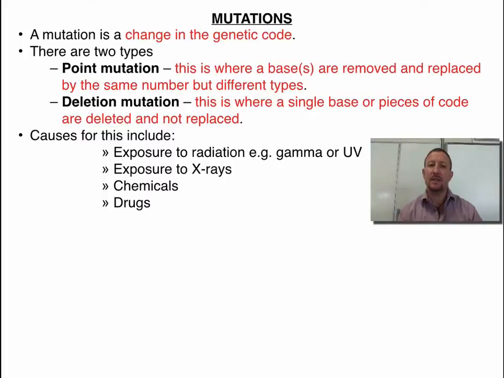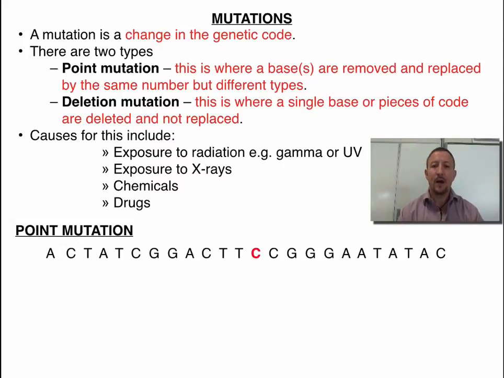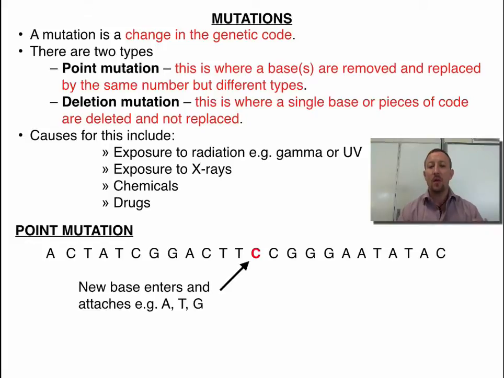So let's look at each of these mutations in turn and try and understand how they work. The first one we're going to look at is the point mutation. Here we've got a piece of genetic code, and you can see it's running ACTATCG, GACTT, CCGGG, AATATAC. So there's your genetic code, and it's the code which is going to code for a protein. Now, we're going to look at that red C for this situation. In a point mutation, we would get a new base entered there.